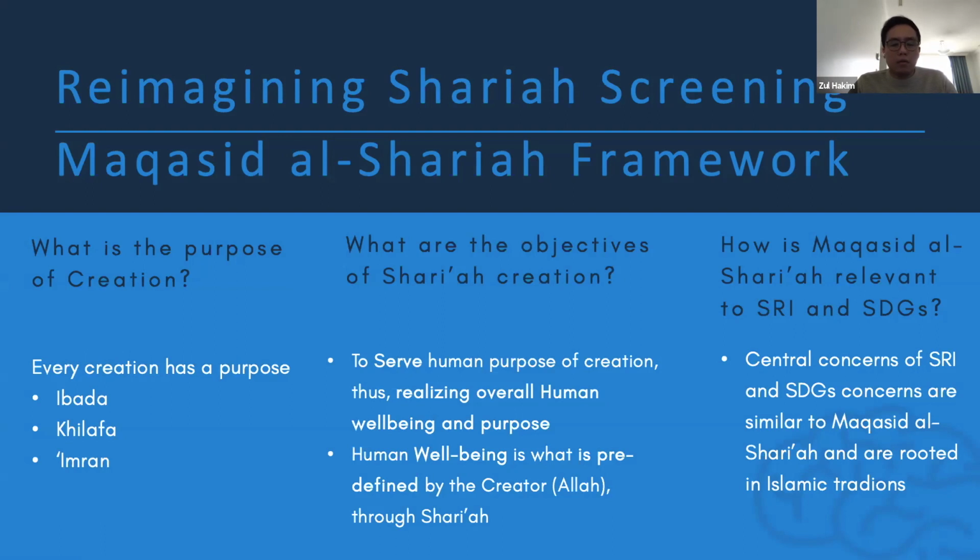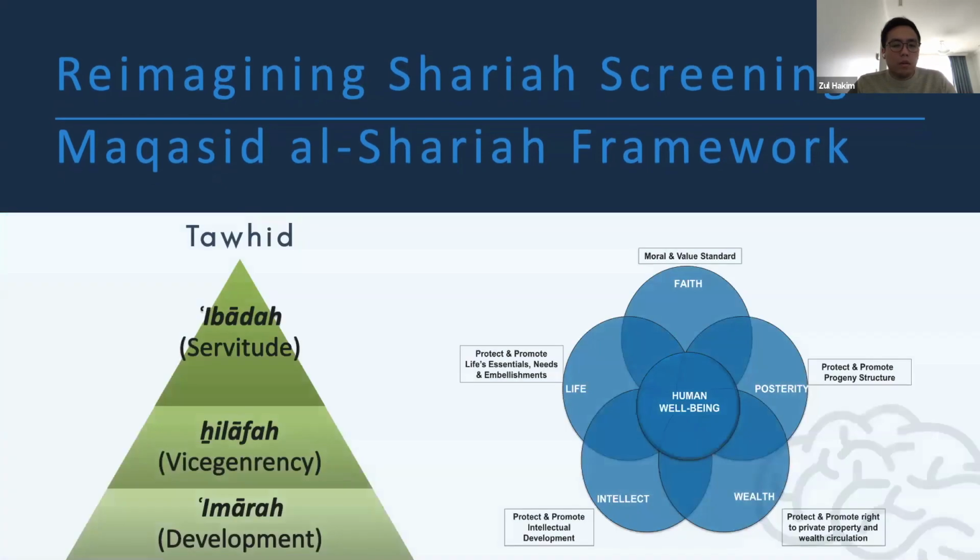Okay, they found out that there are 5 initial objectives of Sharia, but in essence, these 5 objectives serve the human purpose of creation, which is ibadah, khilafah, and imran. Why? Because only through Maqasid Sharia, only through Sharia, can humans realize their overall potential of human well-being and its purpose.